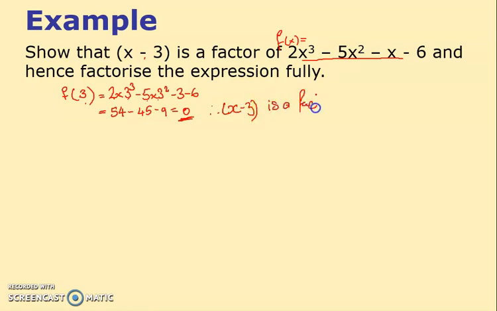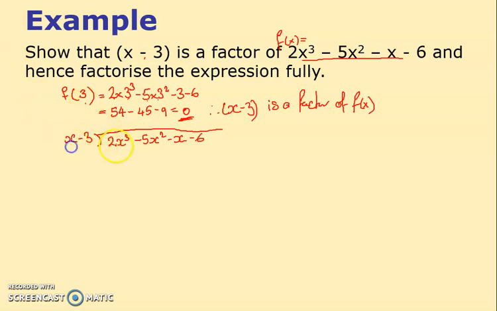Now, this is the new bit that we're going to do. x minus 3 is a factor of f of x, so now I have to find the other factors. To do that, we have to use long division. I think we saw long division quite recently. So here goes. I'm going to do x minus 3 and divide it into 2x cubed minus 5x squared minus x minus 6. We saw this long division in the last PowerPoint, so it should be fairly close in your mind.